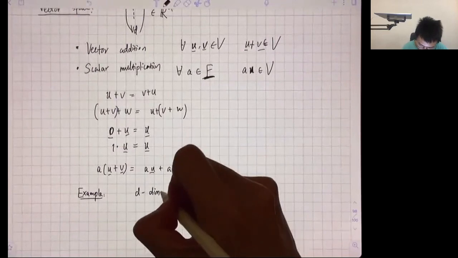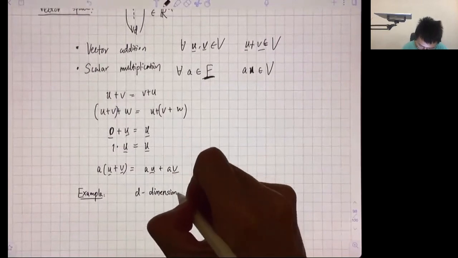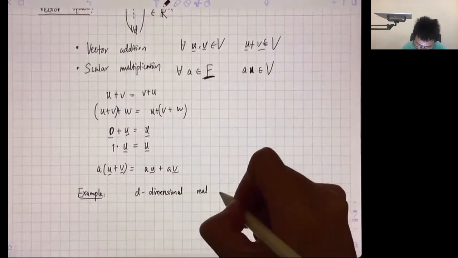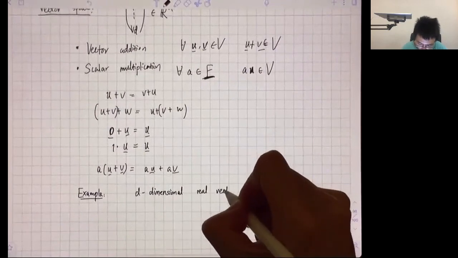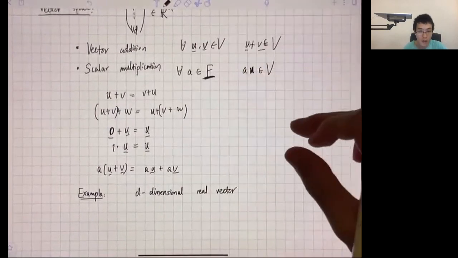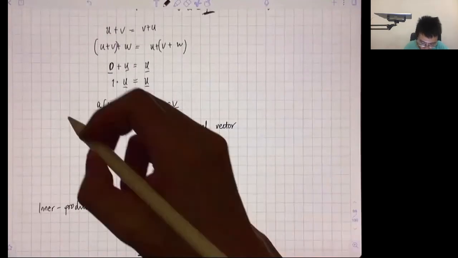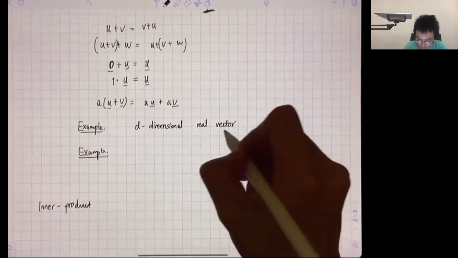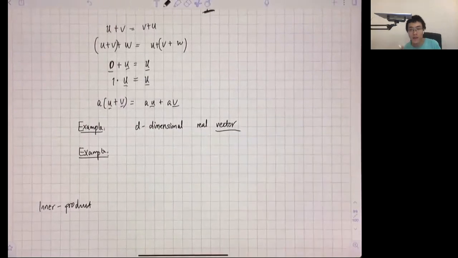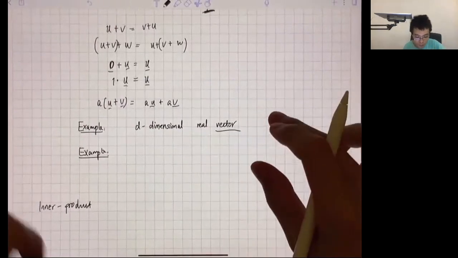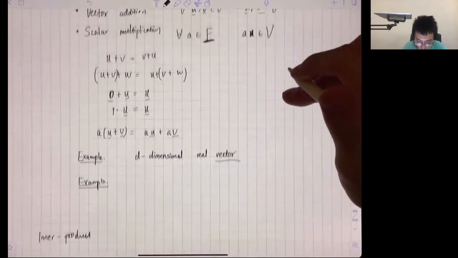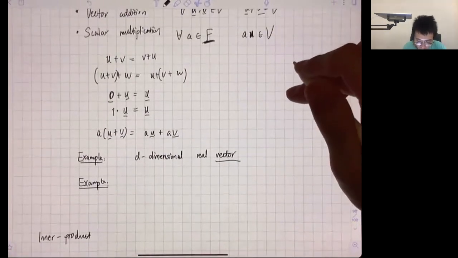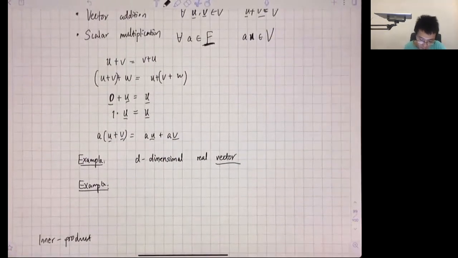D-dimensional real numbers. A real vector is a vector space, of course, right? So this example just says the vector we know is just a type of vector, okay? Another example is, this is a little bit tricky.